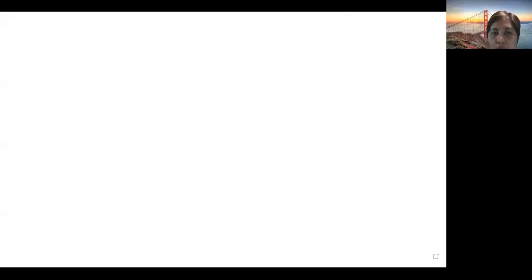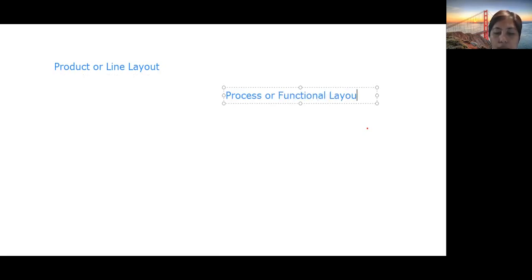Okay, so let's now have the different types of layout. So we have here the product or line layout. We also have the process or functional layout.